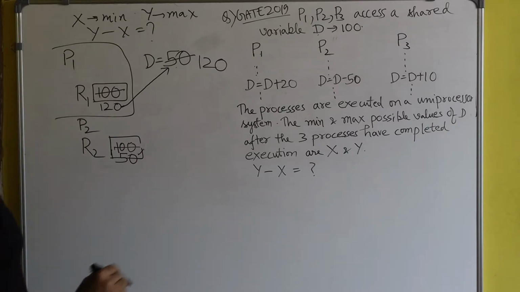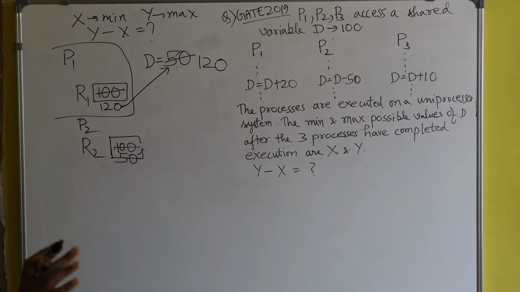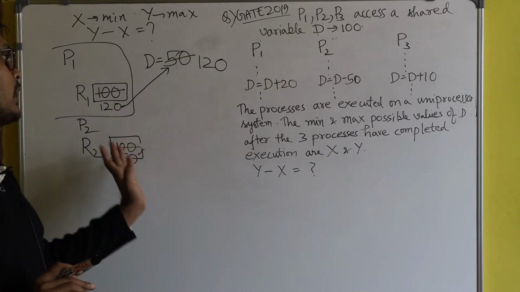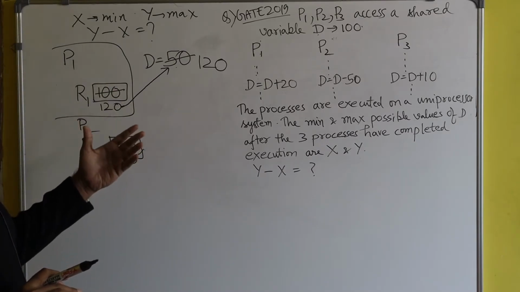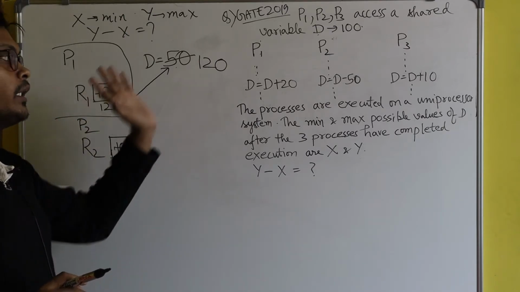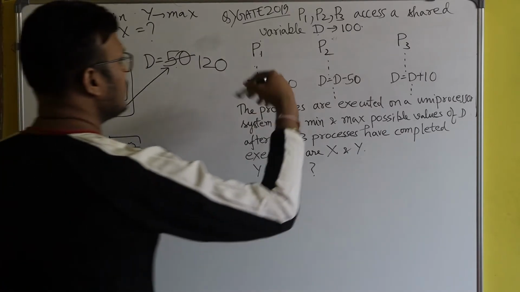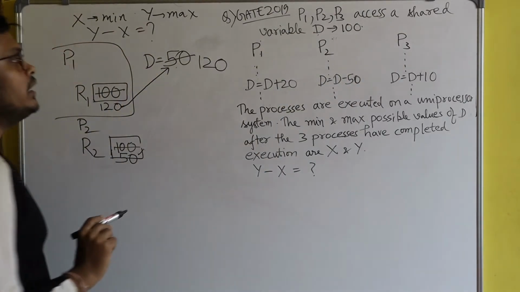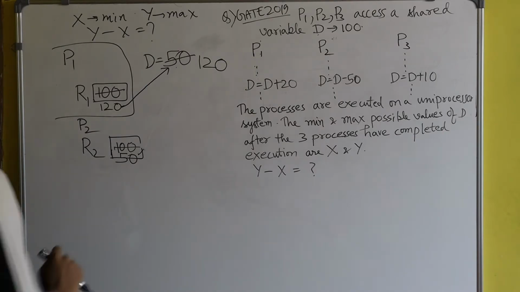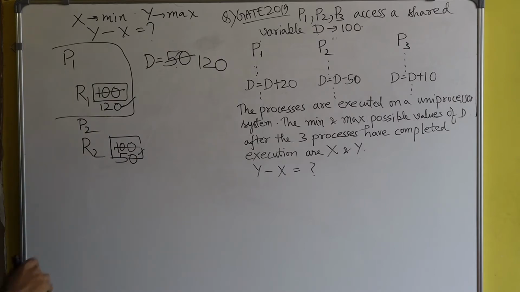Now both process P1 and process P2 have completed their tasks. They have successfully performed the calculation and stored the updated value to the variable D. Now at the end, the CPU is given back to process P3. The task of P1 and P2 is over, so let me rough this.